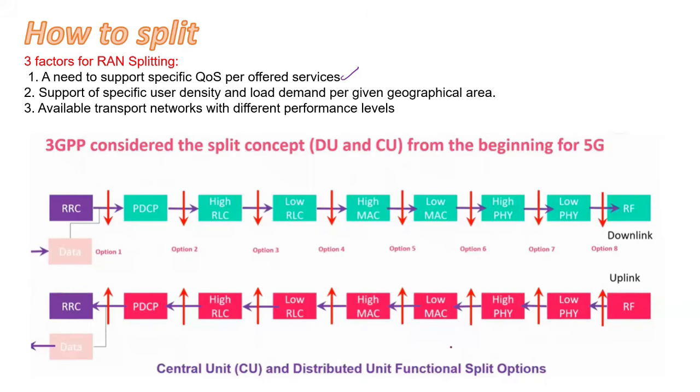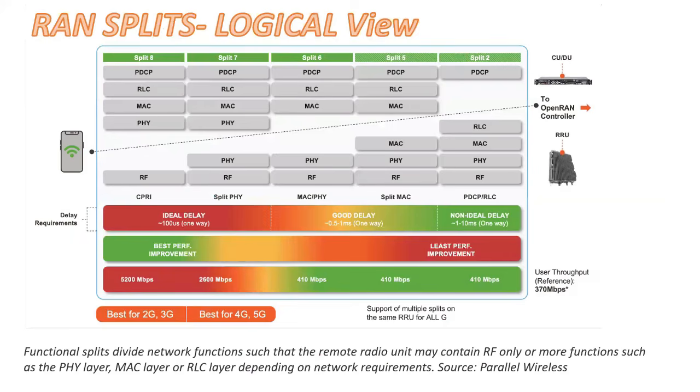Then we have available transport with different performance levels. As you know, the transmission network or the transport is very expensive. So we need to optimize how we will use our transport network to further address some applications, right? So how can we have different splits? Now for open RAN, the recommended split is split 7. Okay. So this split 7 is recommended for open RAN.